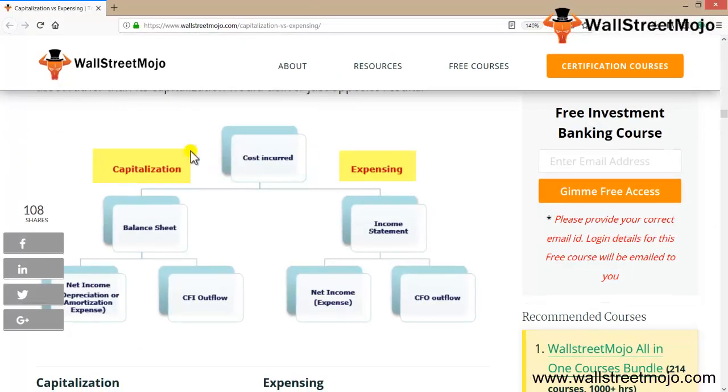As you can see, the cost incurred in case of capitalization will go to the balance sheet. The net income, depreciation or amortization, and over here there will be a cash outflow. So the balance sheet impact will be a hit on the asset side, there will be an increase in the assets, and there'll be a cash outflow if it has been expensed. In the income statement, the net income, that is in the P&L, profit and loss account, there'll be an expense and there'll be a cash outflow. In the CFI, cash flow from investment activity, there'll be an outflow. Over here, in cash flow from operation activity, there'll be an outflow.